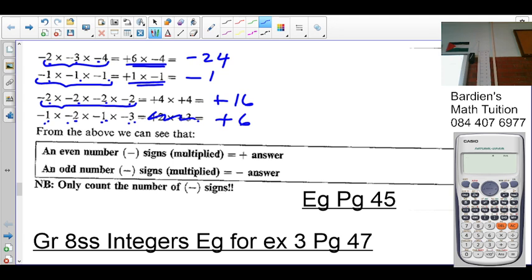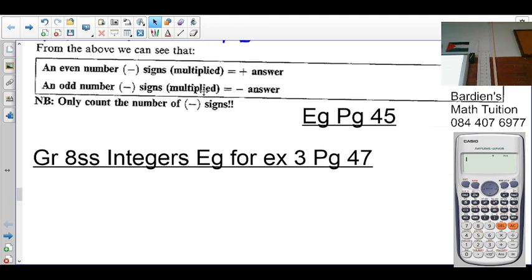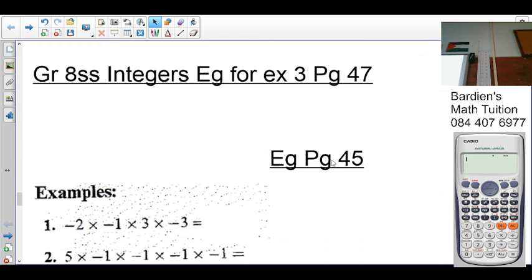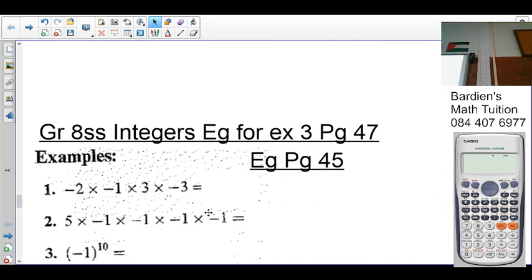Do you guys understand? Is there any confusion? Let's carry on. And in the note we made already, from the above you can see that an even number of negative signs multiplied will be positive, and an odd amount of negative signs multiplied will be negative. The positives don't make any difference. And it's very important to note, only count the negative signs for your final answer.